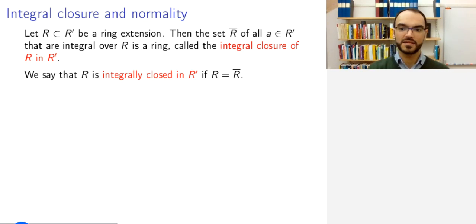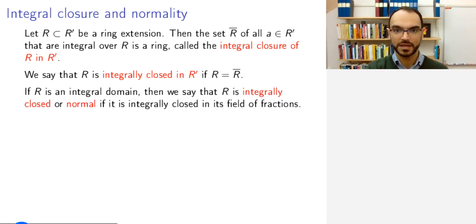And if we say that something is integrally closed without reference to a bigger ring, we can do this if the ring R is an integral domain. Then we say that R is integrally closed just like that, or more commonly normal, if it is integrally closed in its field of fractions. By the way, there is a clash of terminology here. The word integral as in integral domain and the word integral as in integral extension or integrally closed, while they of course come from the same general idea, have nothing to do with each other mathematically.